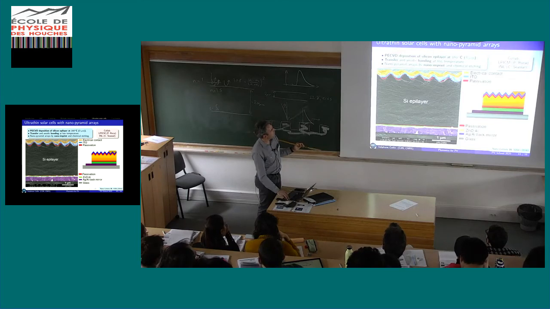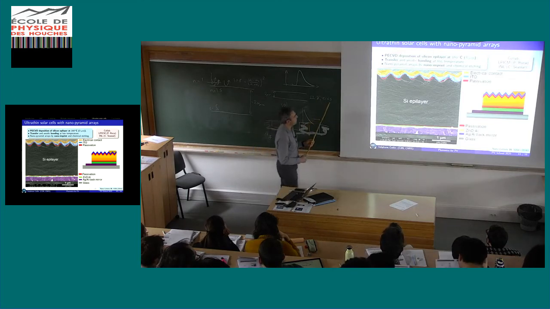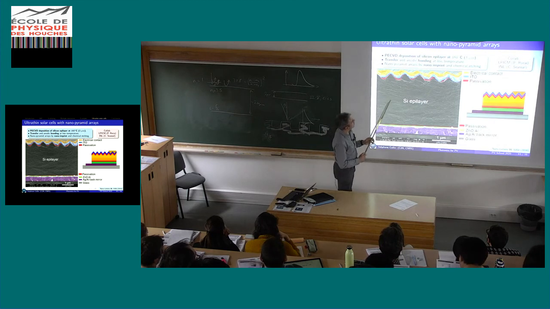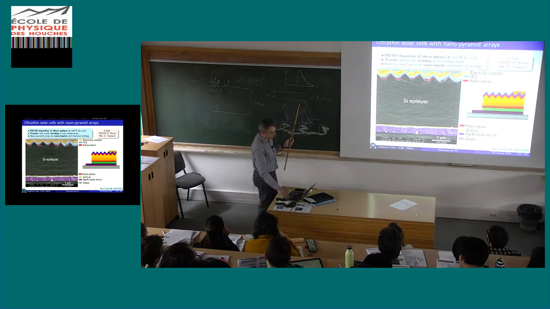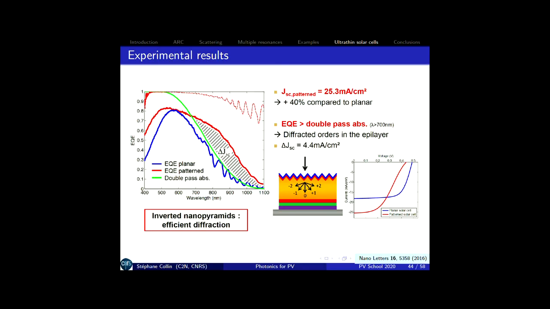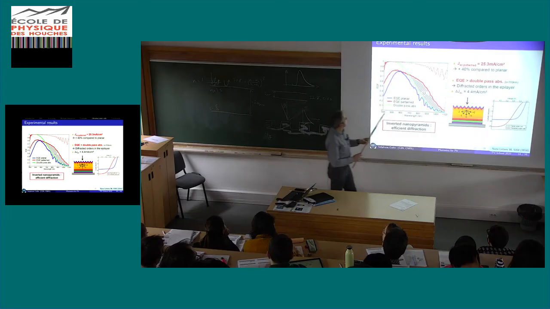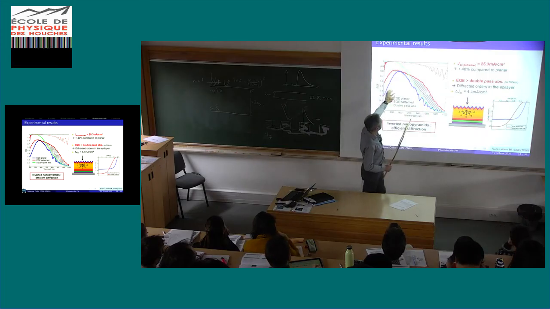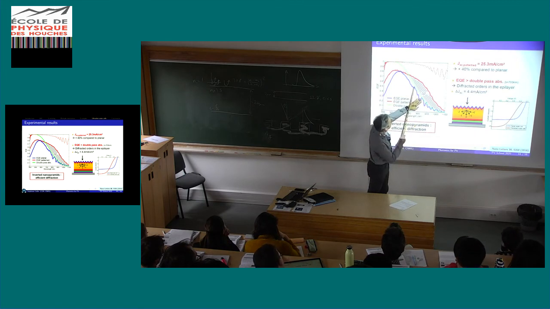That's the example we did. So it's kind of inverted pyramids. I don't enter into the detail on the technological part. We transferred a 3 micron thick silicon layer. It's PECVD silicon, so it's amorphous silicon, but it's not perfectly crystalline as you see usually in the cell. And what you see here is external quantum efficiency with no texturation in blue. So you have double pass absorption.